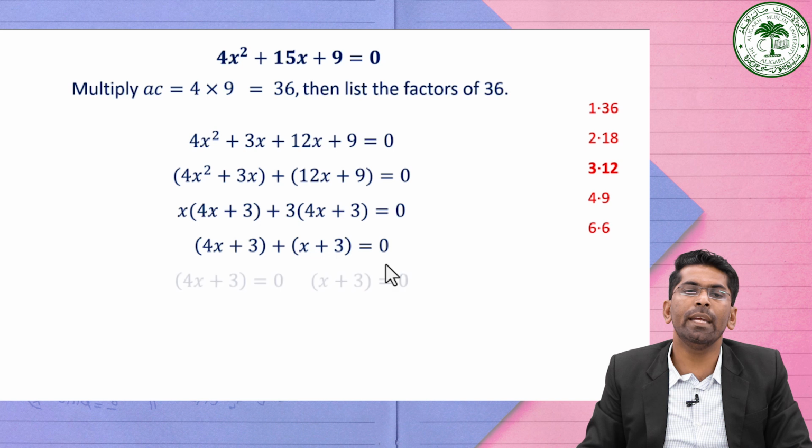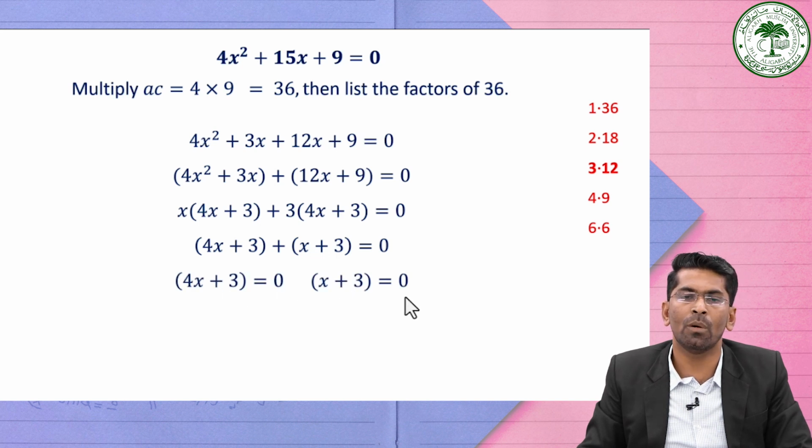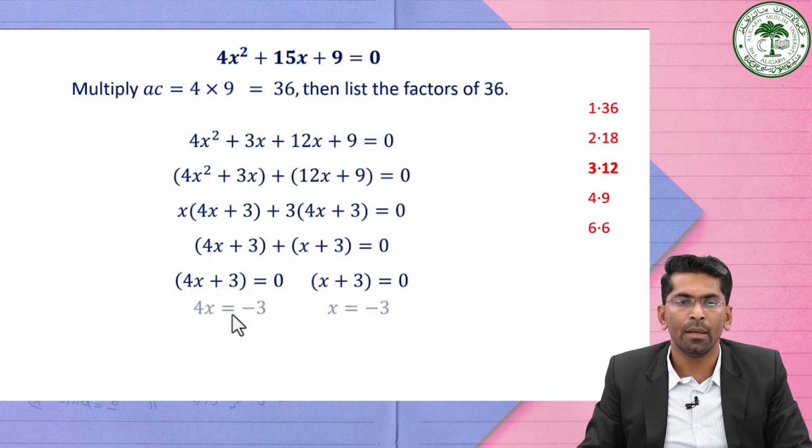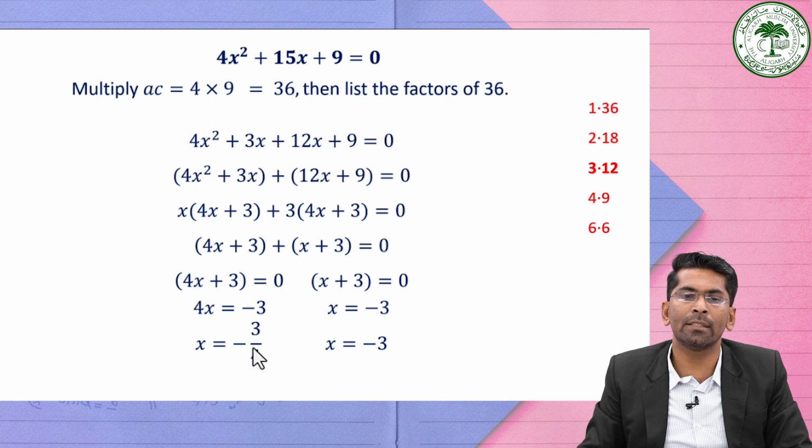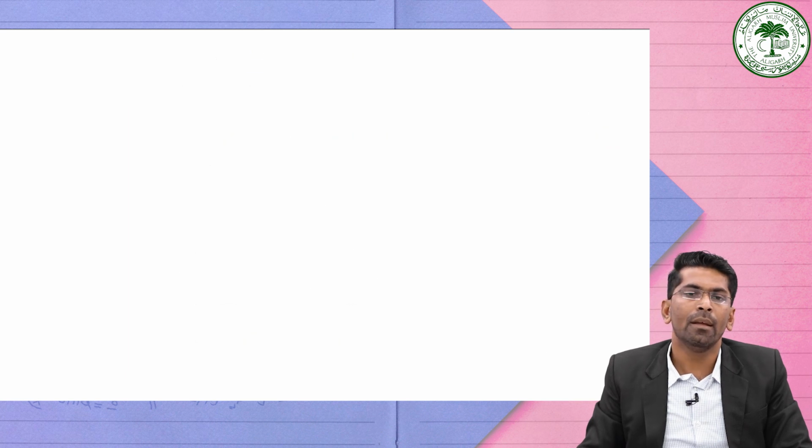Now I am equating each term with 0. Then 4x plus 3 is equal to 0, and x plus 3 is equal to 0. So if you solve for x, then 4x is equal to minus 3, and x is equal to minus 3 by 4, dividing both sides of the equation by 4. Here x is equal to minus 3. So the solution we have here is x is equal to minus 3 by 4 and x is equal to minus 3.